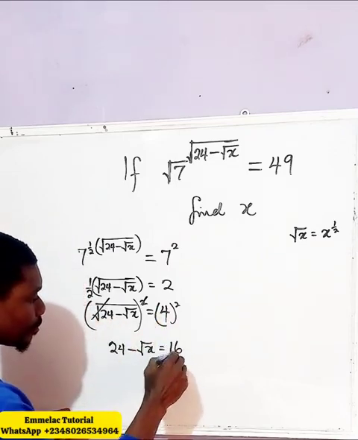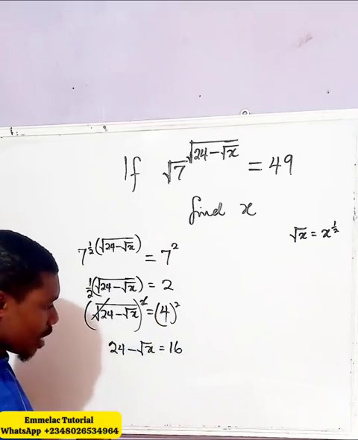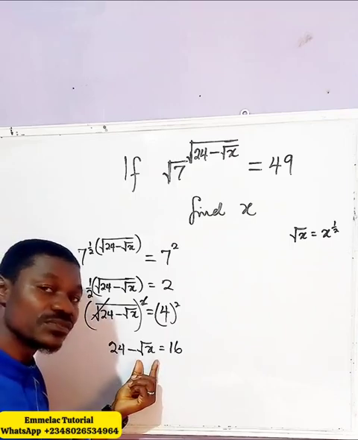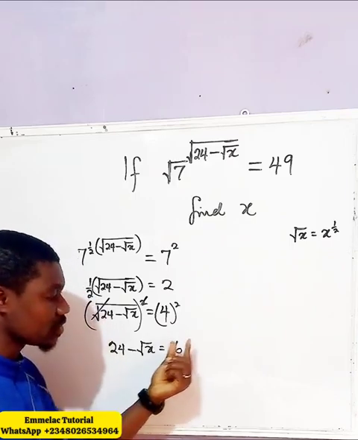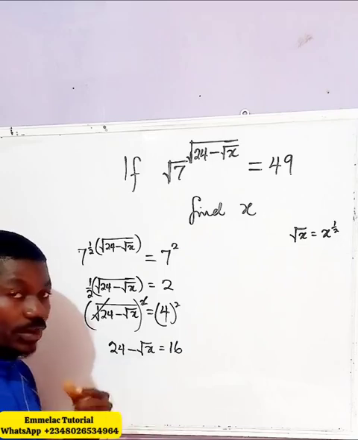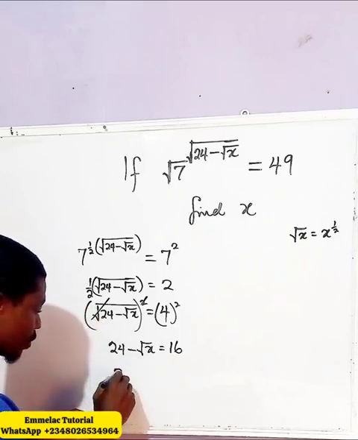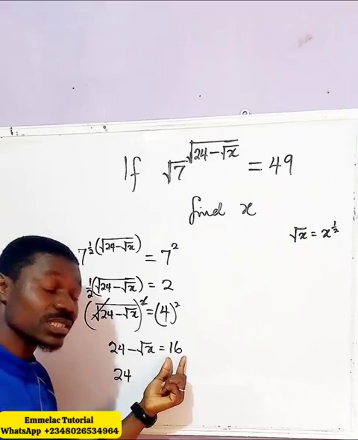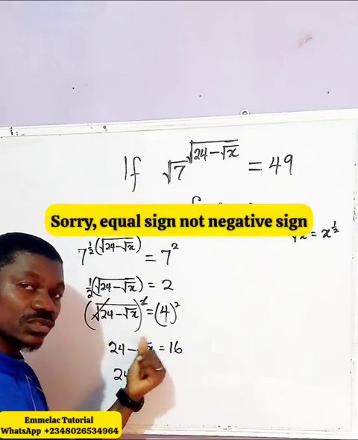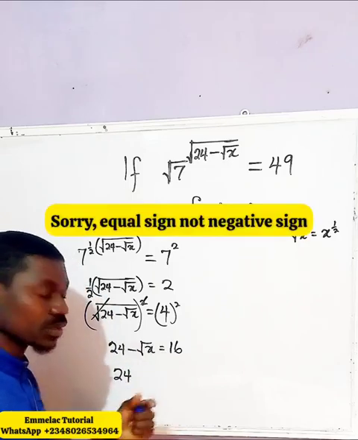So at this point now, I want to bring the negative square root of x to the right hand side and bring 16 to the left hand side. And when I do that, I will have 24. Now take note that 16 is positive here. Because it's crossing the equal sign to the left hand side of the equation, it becomes negative.